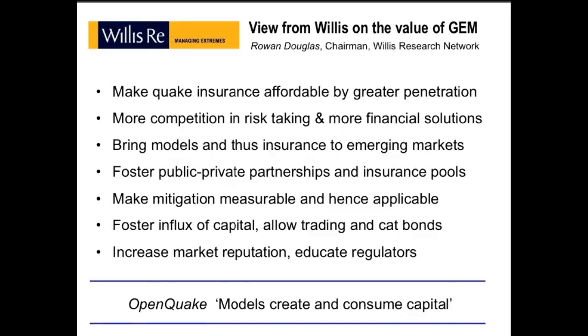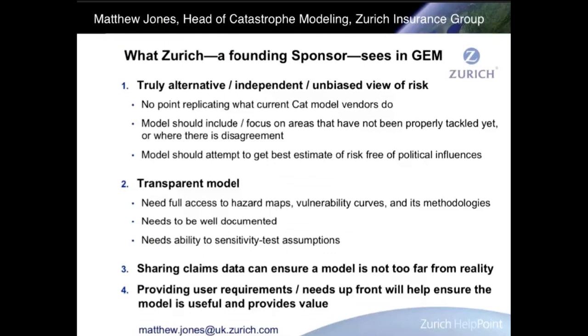Here's the view of Matt Jones from Zurich. Zurich Insurance Group is another founding sponsor of GEM. You can see that we are not intending to replace the role of proprietary vendor companies, but we have an enormous amount to add to the picture. And you might have seen that AIR Worldwide is one of our founding sponsors, so they're welcome in as well.